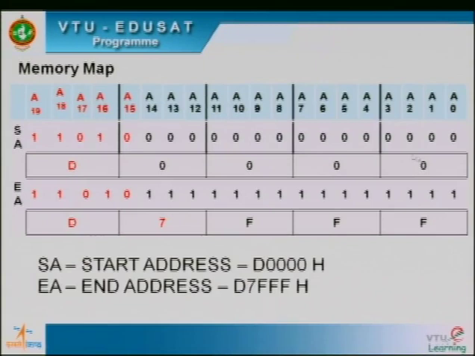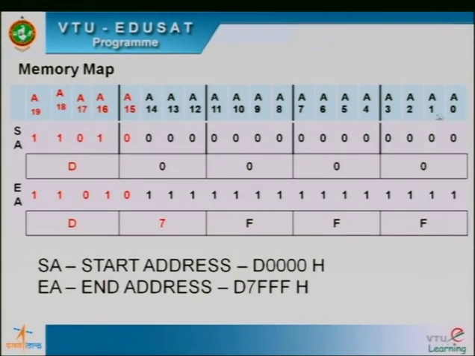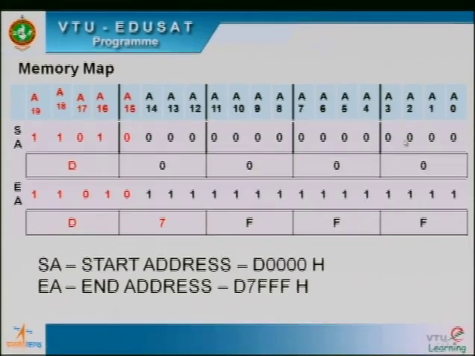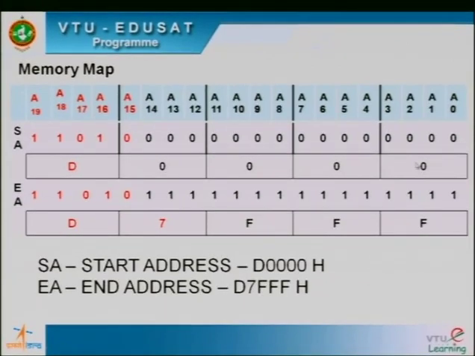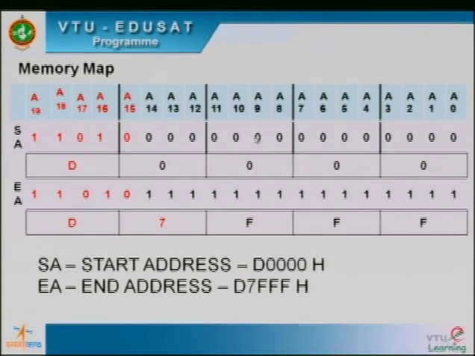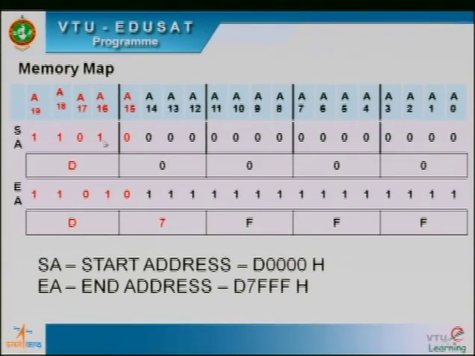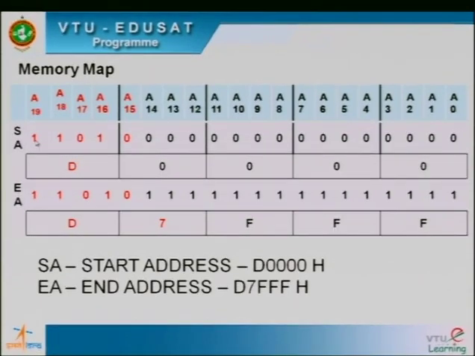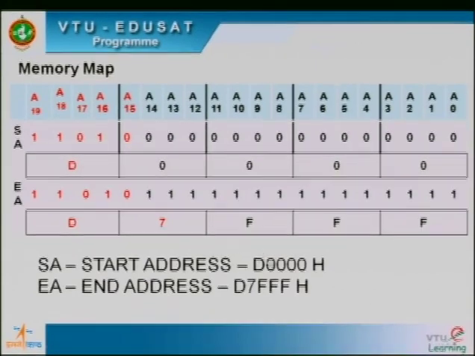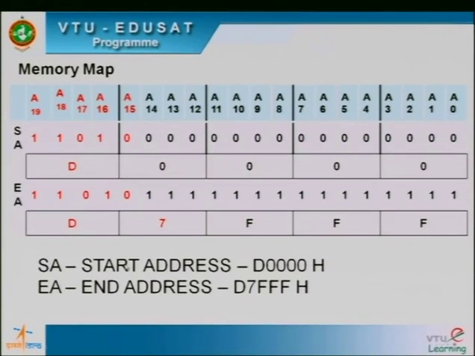Now you split it into 4 bits together, merge 4 bits. So A0 to A3 is one hexadecimal digit, that value is 0. A4 to A7 is another hexadecimal digit, 0, and this is 0, this is 0. Then the remaining A16 to A19 is 1101. So what is 1101? 8, 4 and 1. 8 plus 4, 12 plus 1, 13, and 13 is D, hexadecimal D. So the start address is D followed with 4 zeros. D followed with 4 zeros gives the start address of this 32K RAM.